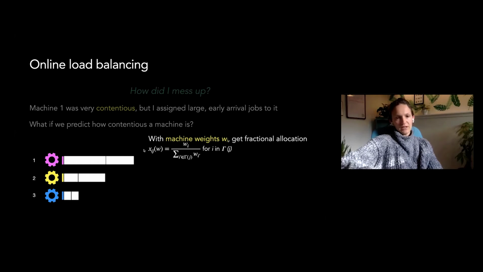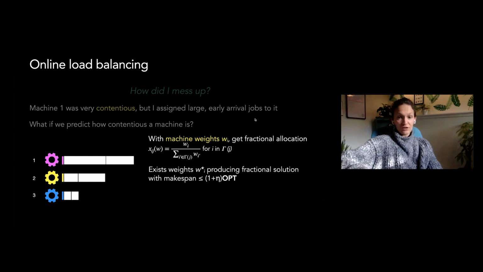To assign some load of job j to machine i, the weights w will let it be w_i over the weights of jobs in the neighborhood of j. So it's okay if you don't understand this quantity entirely. The point is that there exists a good set of weights for any instance. In particular, there exists a set of weights, W star, that produce a fractional solution, given this heuristic for producing fractional solutions, with makespan at most 1 plus eta times the optimum. So you can get arbitrarily close.